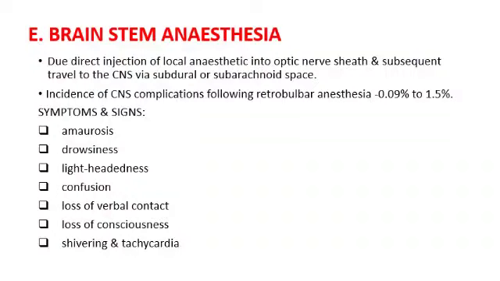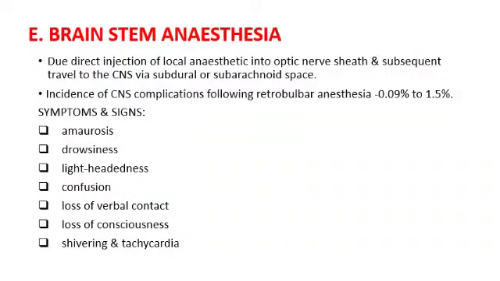Due to direct injection of the anesthetic into the optic nerve sheath and subsequent travel along the optic nerve sheath into the CNS via the subdural and subarachnoid space, brainstem anesthesia can occur. The incidence is very, very uncommon, 0.09% to 1.5%.